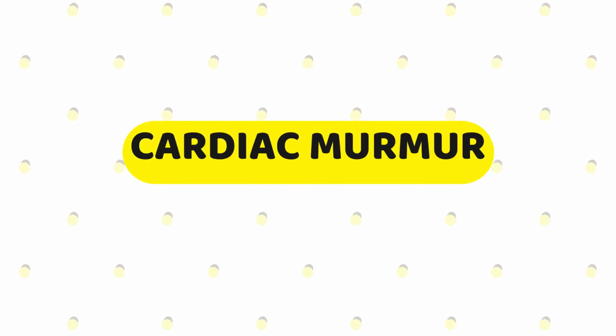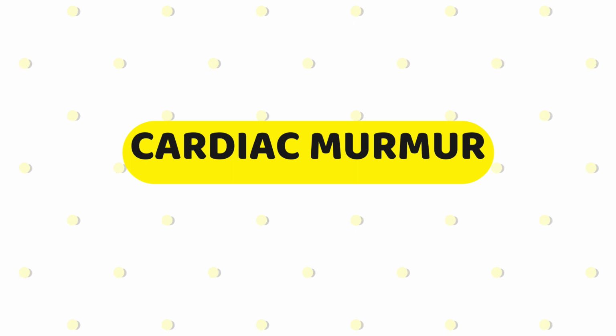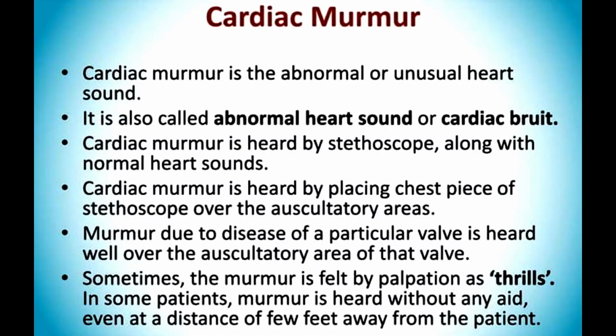The next topic is cardiac murmur. What is cardiac murmur? It is the abnormal or unusual heart sound. That is also known as abnormal heart sound or cardiac bruit. The cardiac murmur is heard by the stethoscope along with the normal heart sounds.